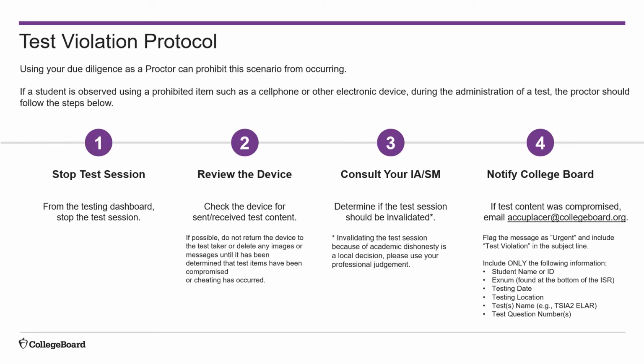This slide describes the processes involved for test violations. Using your due diligence as a proctor can prohibit this scenario from occurring. If a student is observed using a prohibited item such as a cell phone or other electronic device during the administration of a test, the proctor should follow the steps below. Number 1, stop the test session. You can do that from the testing dashboard.